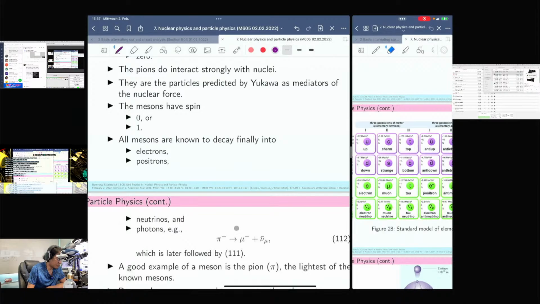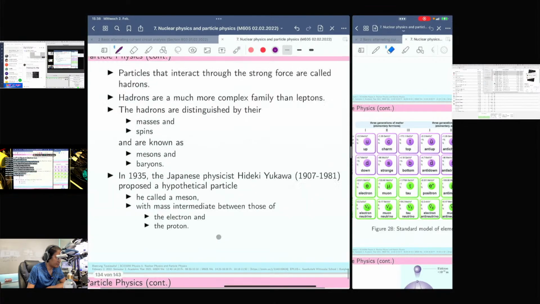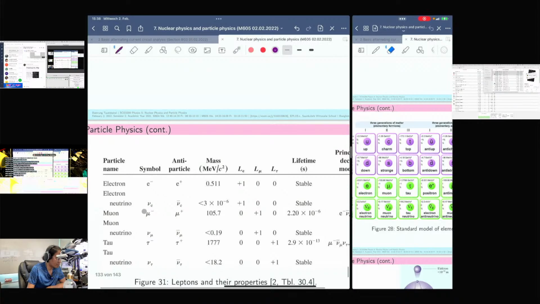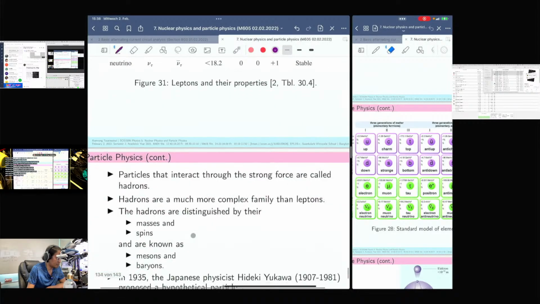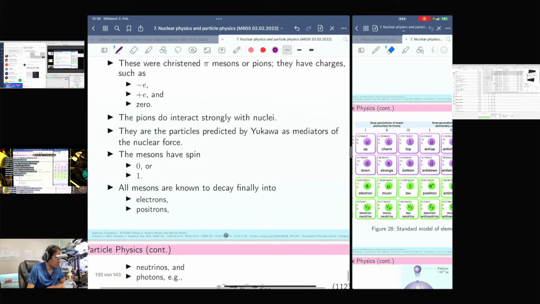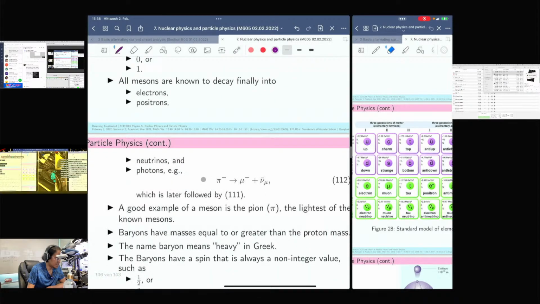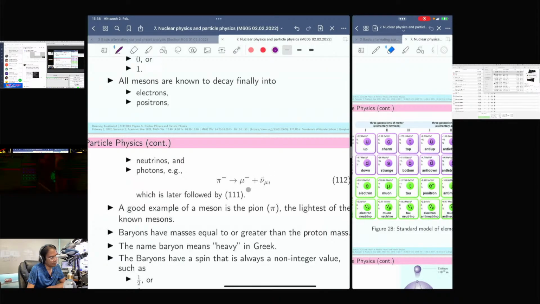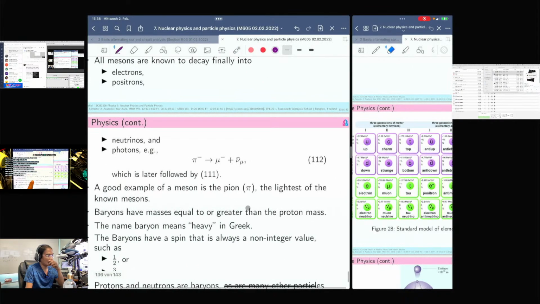The pion negative, the minus pion, could be decomposed into muon, right? You know muon before, right? Muon is right here, which is a kind of lepton. Pion minus, or negative pion, is decomposed into negative muon plus the muon neutrino. And a good example of the meson is the pion. This is the lightest of the known mesons.